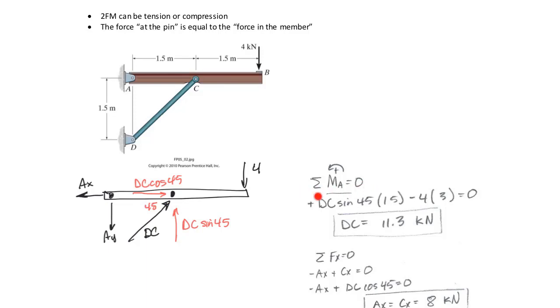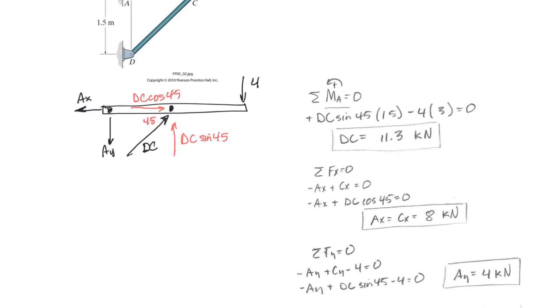So sum of the moments about A. I have the DC sine component times this lever arm going in this direction. That's positive, and that lever arm is 1.5. Minus 4 times this lever arm going in this direction, which is negative. And then I can solve for DC of 11.3. So with one equation, I can solve for the force in that two-force member. How about the forces AX and AY? Let's sum the forces in the X and sum the forces in the Y and see what we get.